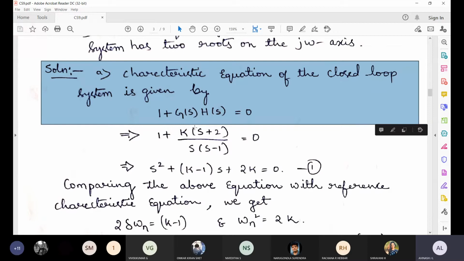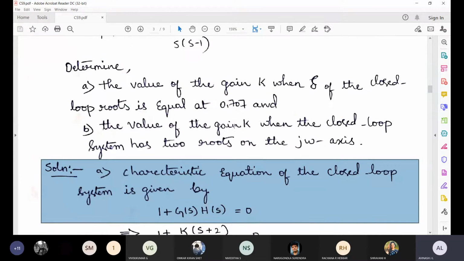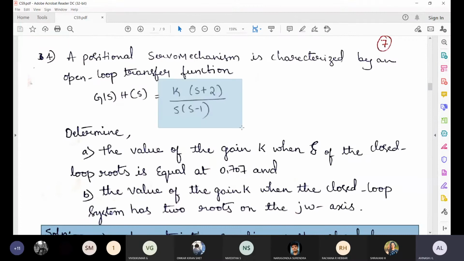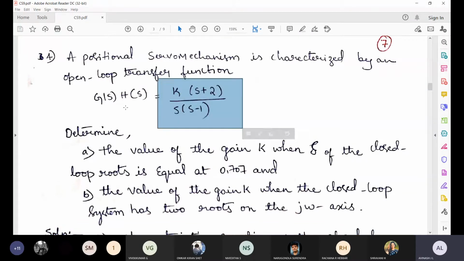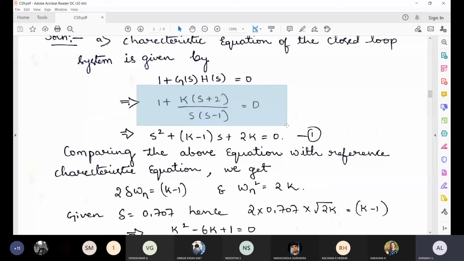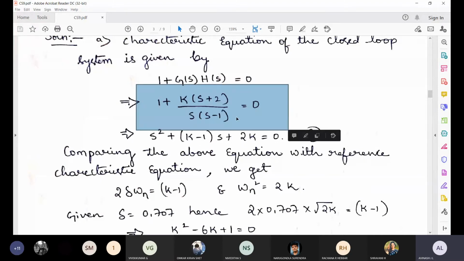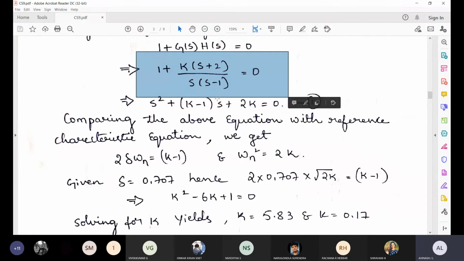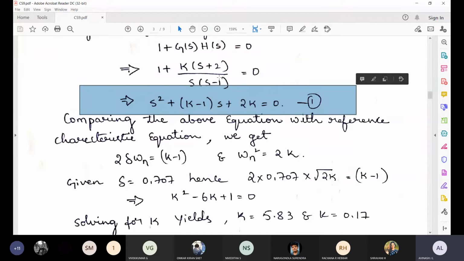So what is the value of this G(s) H(s)? We need to see. They have given it already in the numerical: K into (s plus 2) divided by s into (s minus 1). We replace this G(s) H(s) value here, equal to 0. Now simplify the equation by taking the LCM, and the equation will come like s square plus (k minus 1) into s plus 2k equal to 0.